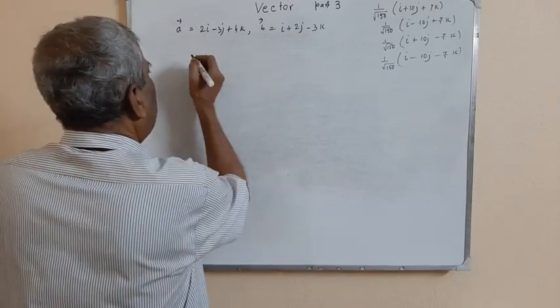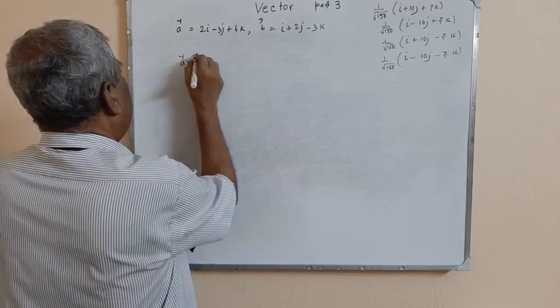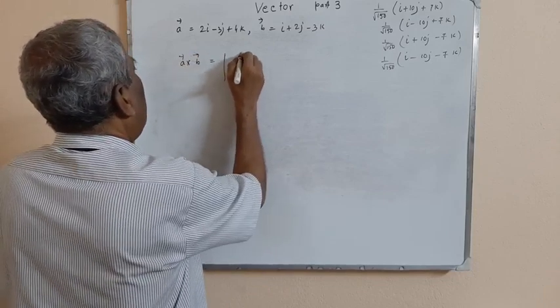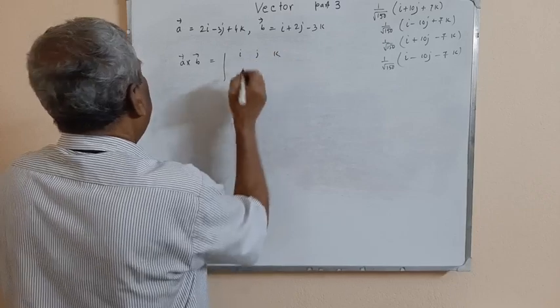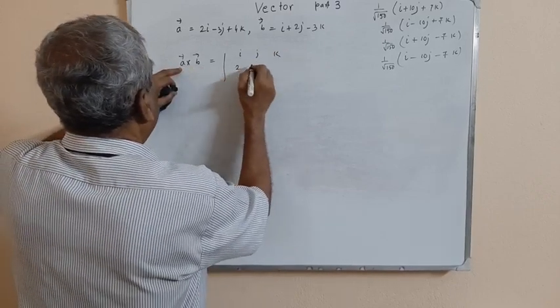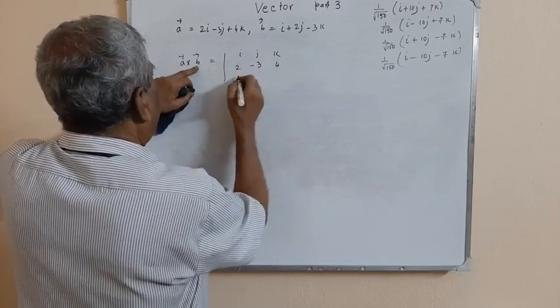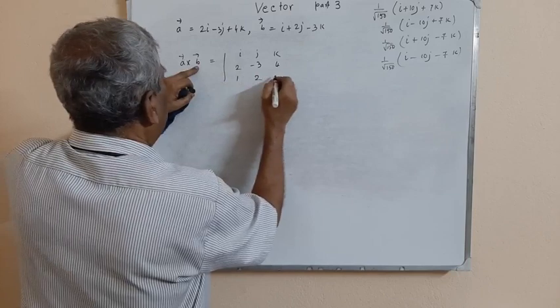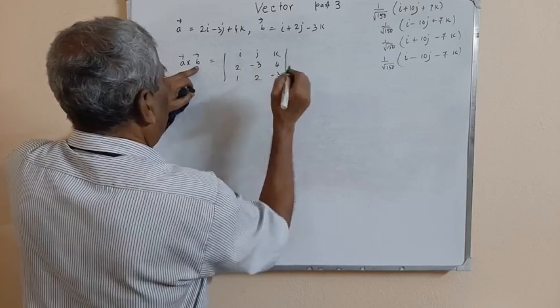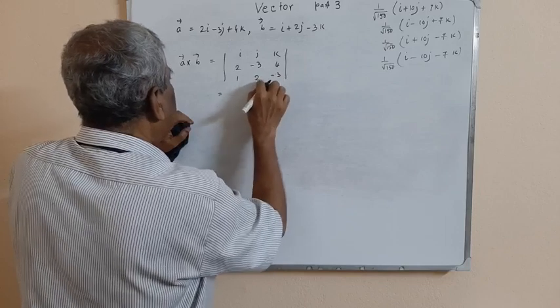So first of all, we calculate A cross B. It is equal to the determinant with rows i, j, k, then the components of first vector A: 2, minus 3, 4, then the components of B: 1, 2, minus 3. It is equal to i into (9 minus 8).